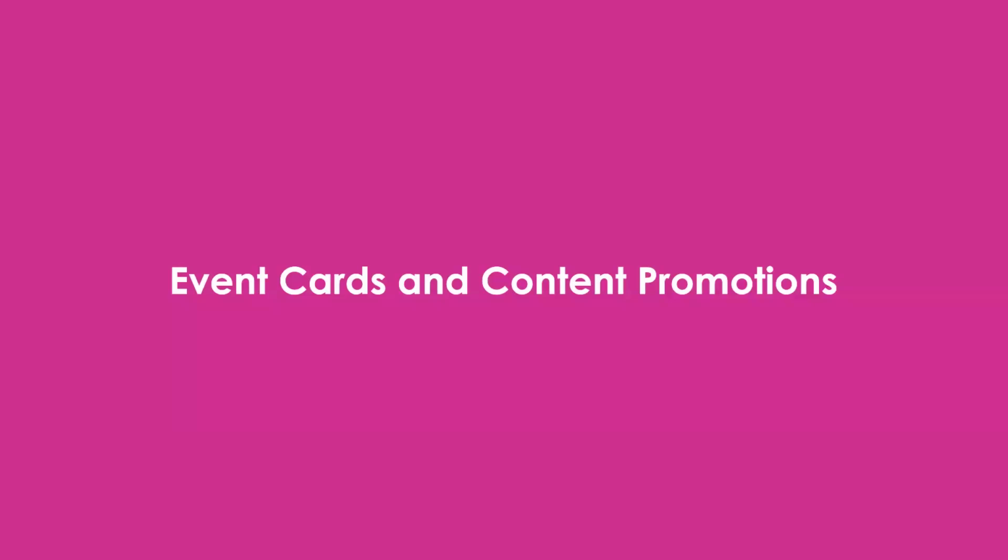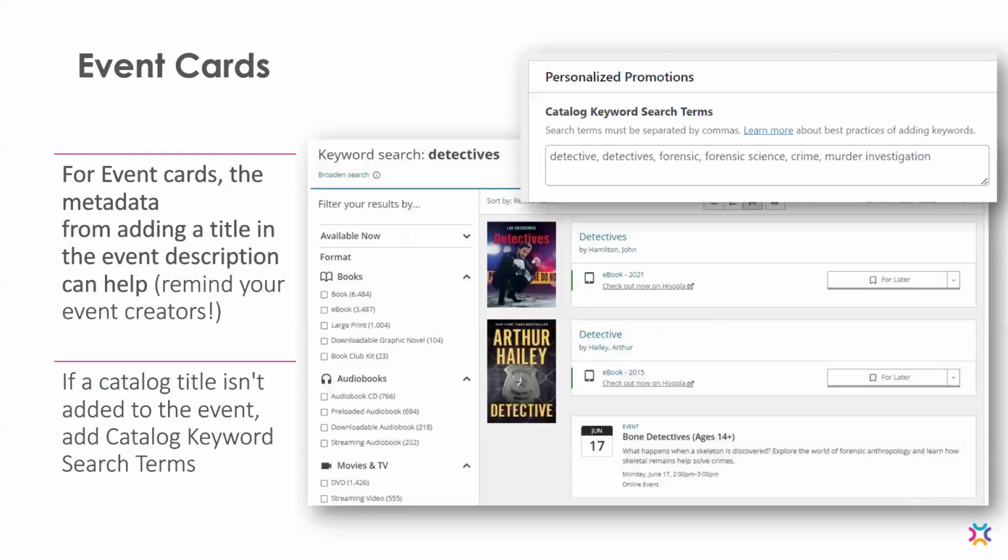Now we have event cards too. So what does this look like? When y'all are creating events and you're having your colleagues create those, there is the ability to add a title in the event description. What that does, it gives us that metadata. But you might also end up needing to brainstorm other subject headings, catalog keyword search terms for the event cards.